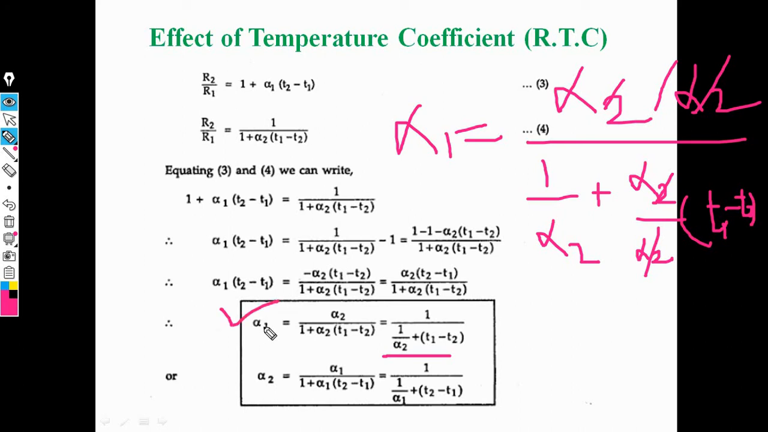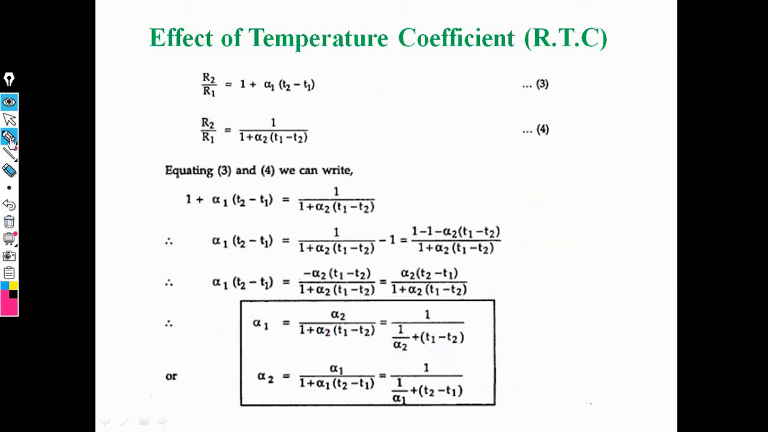This is for alpha 1. Then same here, consider alpha 2. Alpha 2 is equal to alpha 1 upon 1 plus alpha 1 (T2 minus T1), which is equal to 1 upon (alpha 1 plus T2 minus T1). This is the final equation for the effect of temperature resistance coefficient with respect to resistance R1 and R2.